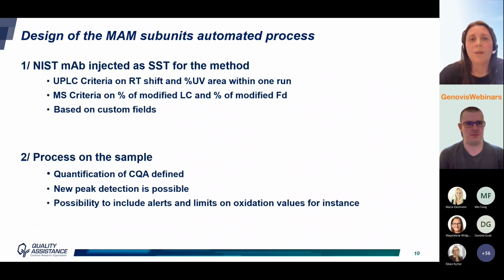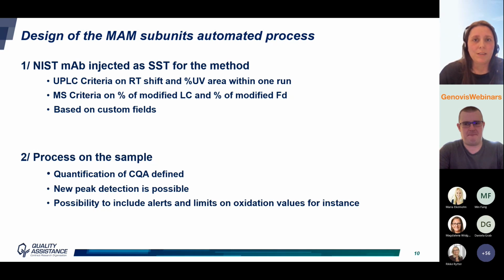The design of our automated process. First, we use the NIST mAb as an SST because it's a defined and known antibody. And we set criteria on the UPLC level, on the retention time shift, and on the percentage UV area with multiple injections of this compound. Then we have criteria on the MS, and we check the percentage of modified light chain and the percentage of modified Fd. And all these calculations are based on custom fields in the software.